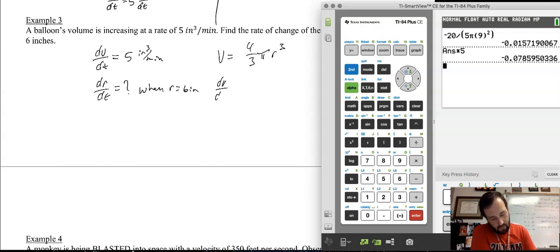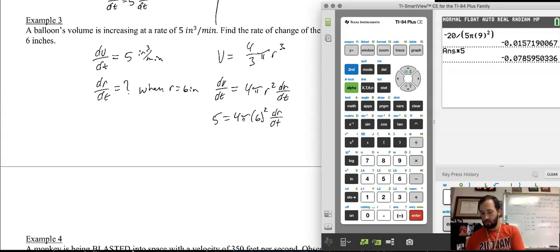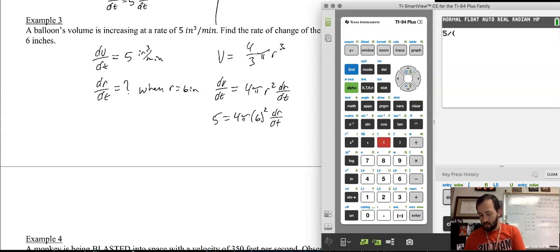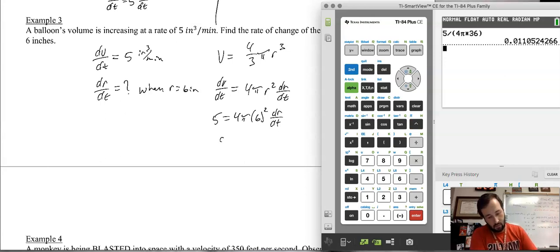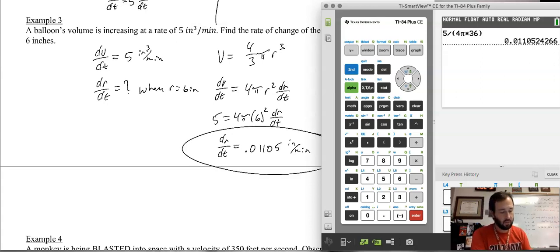Okay. So now I can do the derivative. If I bring down the 3 for the r cubed, that'll be 3r squared times dr/dt. So that will take care of the 3 that I have right there. So I have 4 pi r squared dr/dt. Plug in some numbers, so 5 equals 4 pi, r is 6 at this instant, dr/dt, which we can do some math. 5 divided by 4 pi times 36. 0.01105 inches per minute. All right, that one was not so bad.